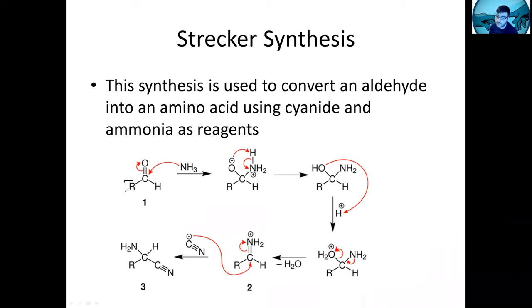An aldehyde has an R group on one end, an H on the other end, and then a double bond to O. Okay. Firstly, you add in ammonia, right? We're using ammonia as a reagent. You add an ammonia. Again, make your tetrahedral intermediate.